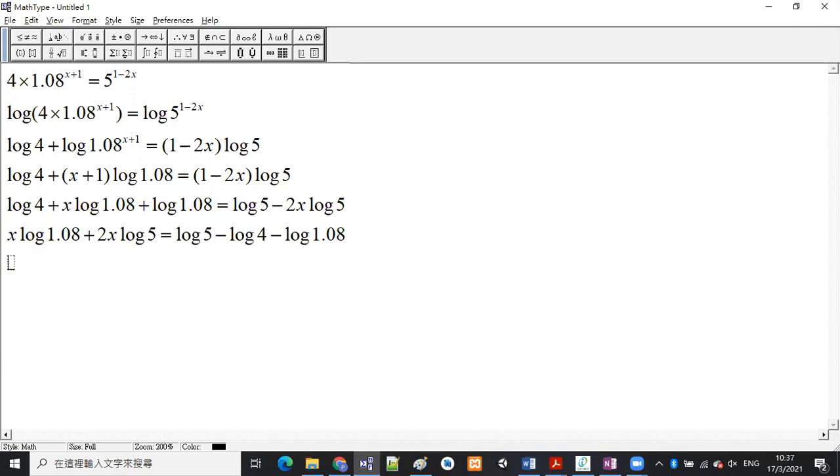Because we want to find x, we need to take out the common factor x on the left hand side. It becomes x times (log 1.08 plus 2 log 5). Right hand side, because it's a pure number, you may just copy this. Finally, we will use the calculator to find the value here. Okay, log 4 minus log 1.08.